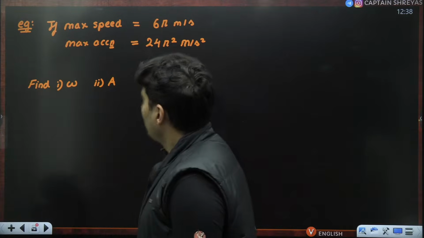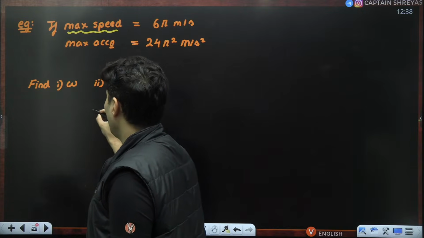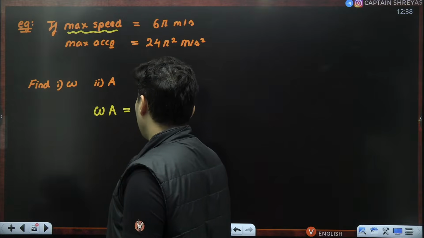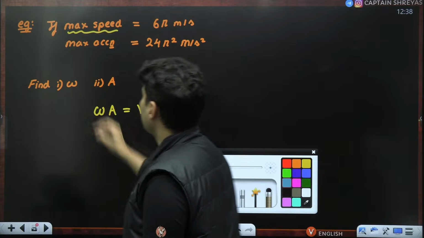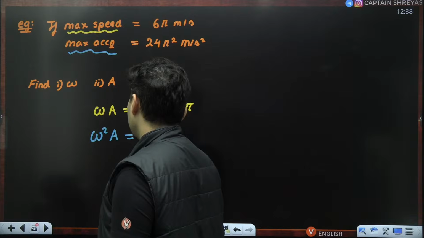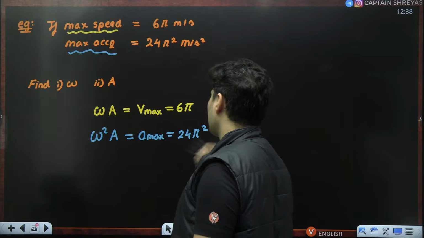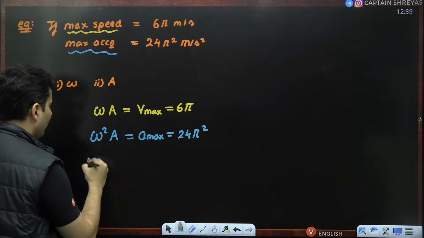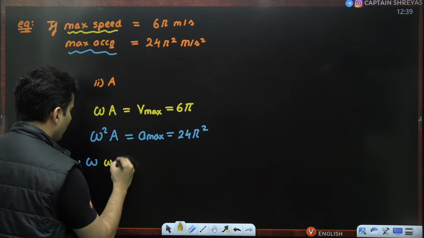First of all, what's the formula for maximum speed? For maximum speed, my dear warriors, the formula is omega into A, and that is clearly given to be 6 pi. Next thing, acceleration. It is omega square A, that's the maximum acceleration, which is given to be 24 pi square. I have an idea over here. Instead of writing omega square A, why not write it as omega into omega A.